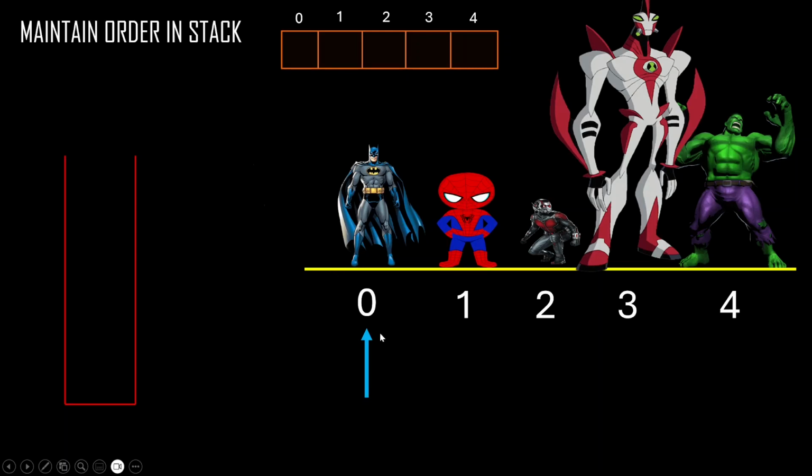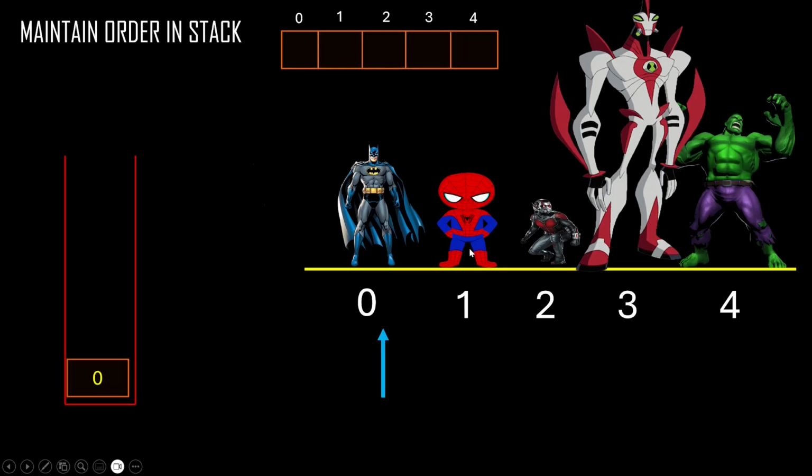Well, let's move further. We have our stack, we have our output array, and we have our input. Currently the pointer is at 0, and we need to compare each element with the top of the stack. If the element is lower than the top of the stack, then we need to push the element. Otherwise, if the element is higher than the top of the stack, we need to keep popping the elements of the stack until we find an element higher than the current element on the stack. Well, let's see examples. We are at 0 here, and currently the stack is empty, so we are going to push Batman into the stack. That's it.